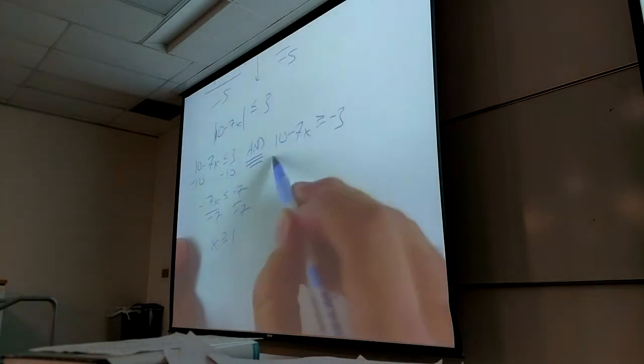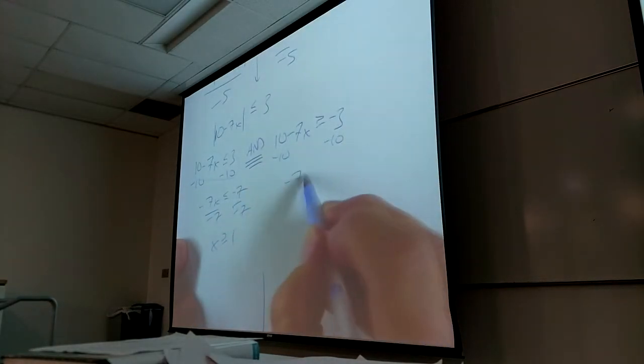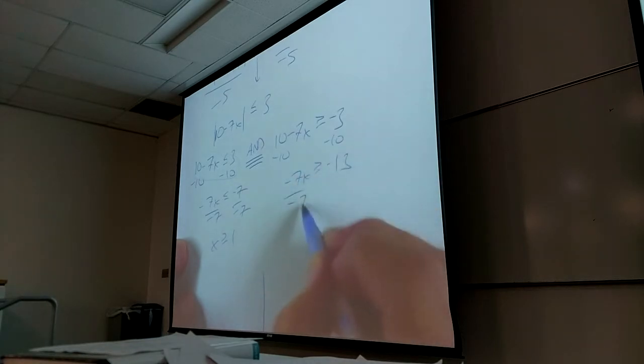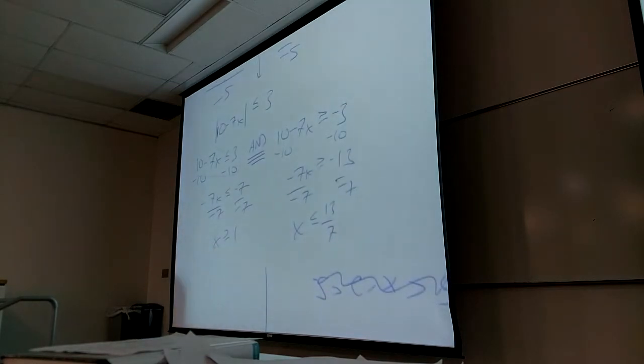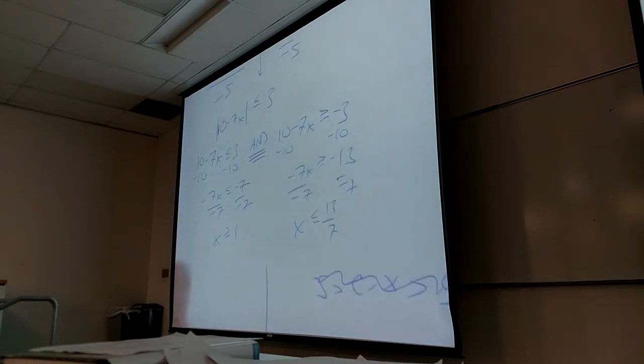And over here, something similar is going to happen. I'm just going to get a worse number. Divide by negative 7. I get x less than or equal to 13/7. Good job, Pastor Jeff.